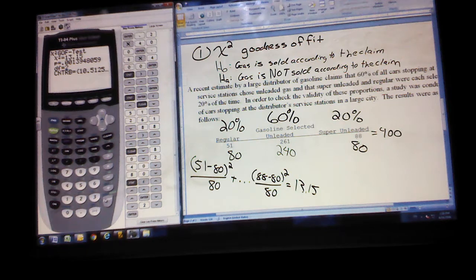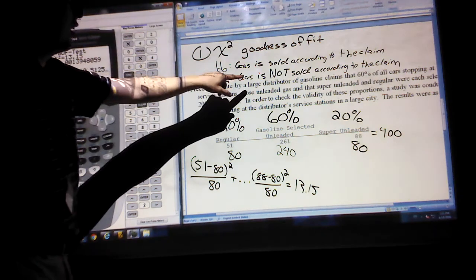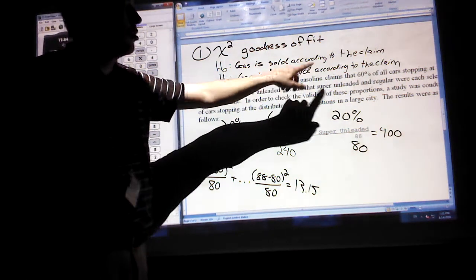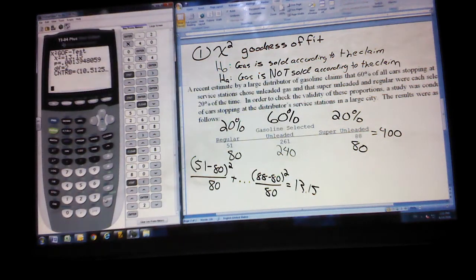Step 4, I'm not going to write it out since we have good practice. It is actually not 1%. I am wrong. It's 0.001, so it's very low. Could we get the results we got simply by chance? Nope, we could not. We would reject the null hypothesis because the p-value is very low. So we have evidence to say that gas is not sold according to the claim. And that is your goodness of fit test.